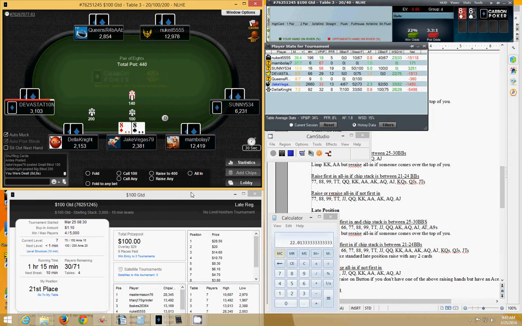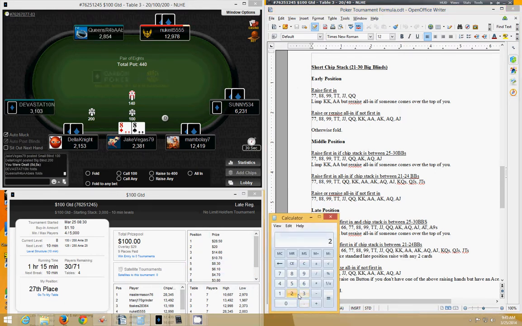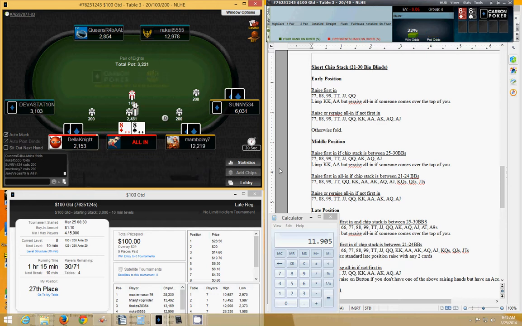Now, being aggressive in this tournament really is not working to our advantage here. Let's take a look at our chip stack in relation to the blinds. I think we've only got about 12 or 13. 11. So with pocket 8s, this is going to be an easy all-in for us.